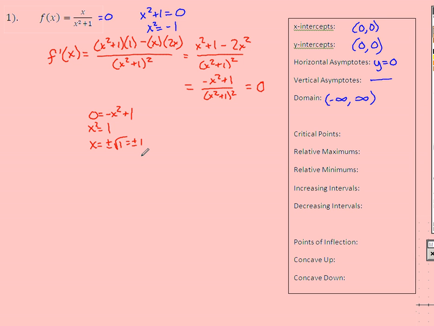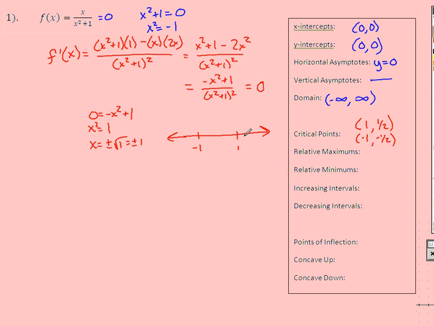What are my y values at those points, though? To do that, I need to plug back in. So I'm going to have a positive 1 and a negative 1. When I plug back into this original equation, 1 over 1 plus 1 will give me 1 half, and negative 1 over 1 plus 1 will give me negative 1 half. So those are my two critical points. Now, to find out whether they're maxes or minimums, I need to plug them both in, or use my number line here to find out what we're going to have.